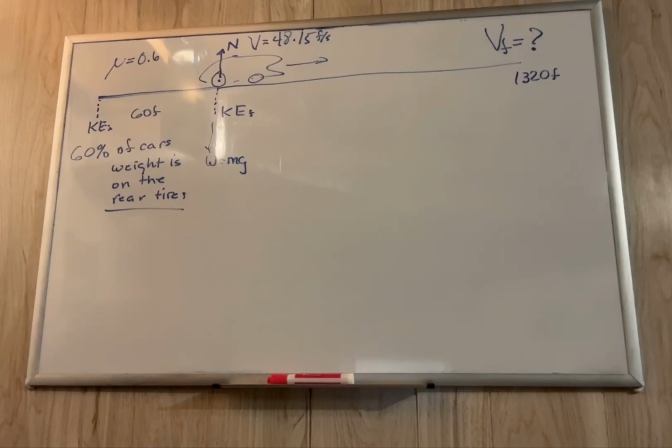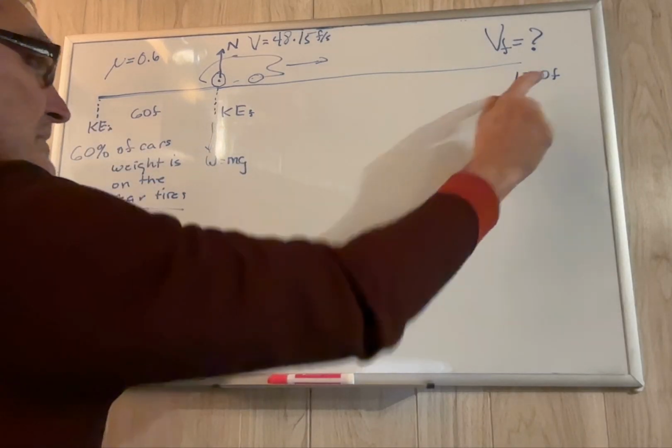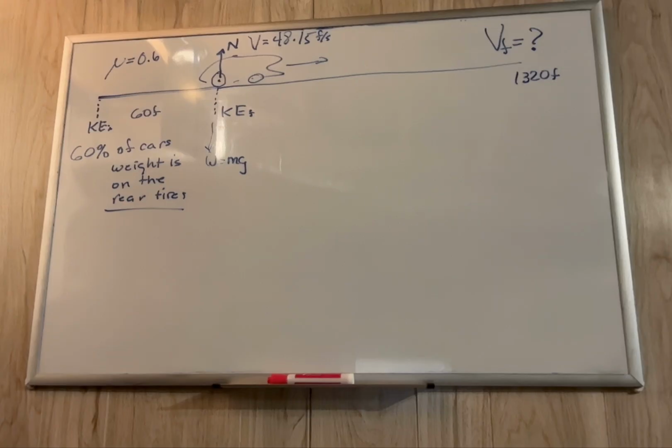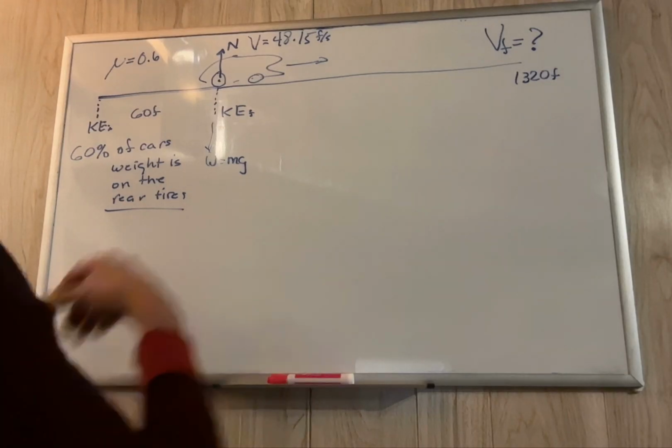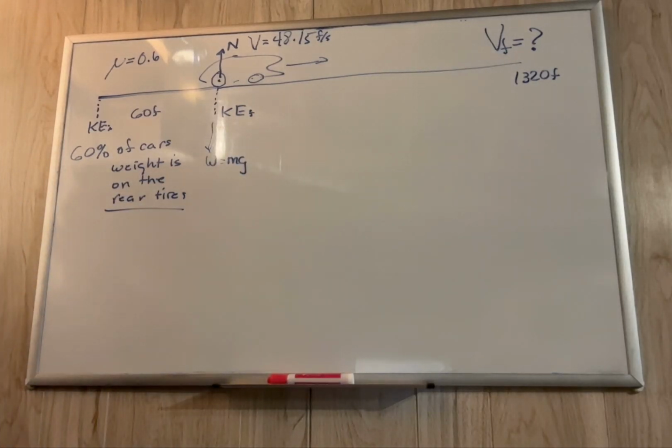Okay, so we got a problem here with the race car. We're going to try to find its final velocity. The race car starts out here, ends up down here. 1,320 feet is actually a quarter of a mile, so that works out just great. What we want to do is find the final velocity.